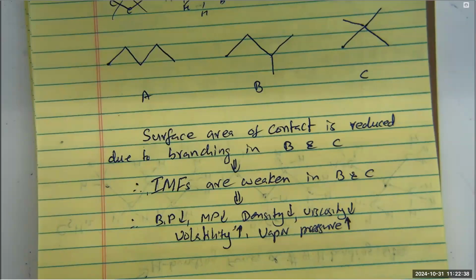What's your name, miss? I'm sorry. I'm Aiko. Aiko, go ahead. I was just asking, how do you know the surface area is smaller in certain branches? Whenever you have a branching coming out, it acts as a barrier for the molecules to get closer to each other. Oh, so if it's branching, it automatically has a lower surface area? Yes, exactly, compared to the one without branching.